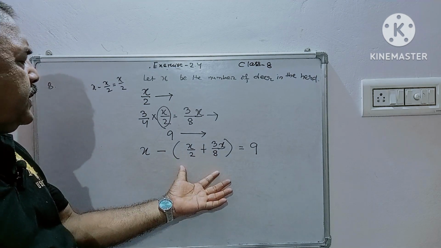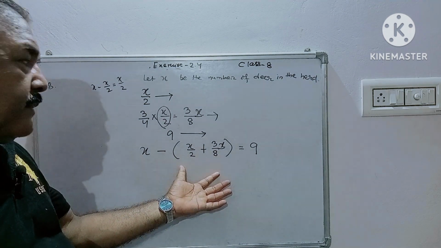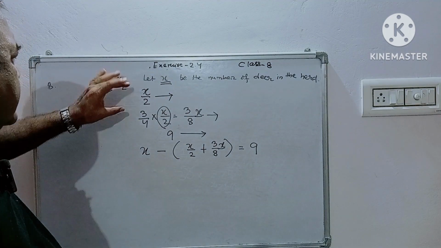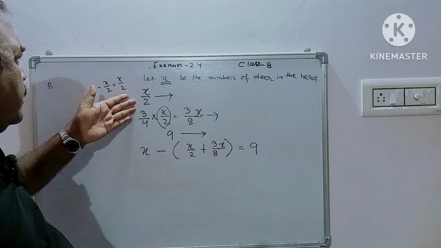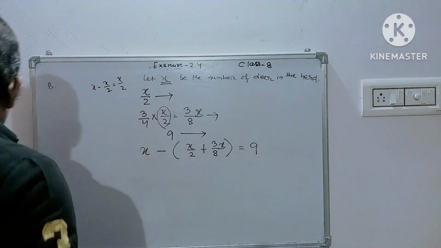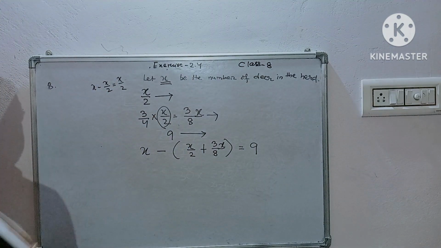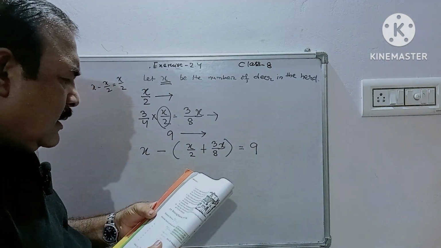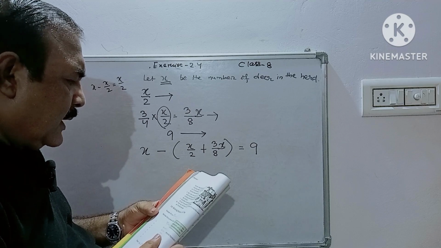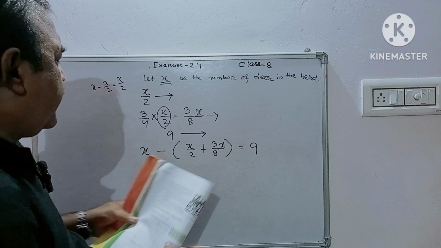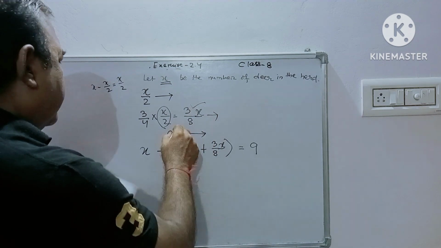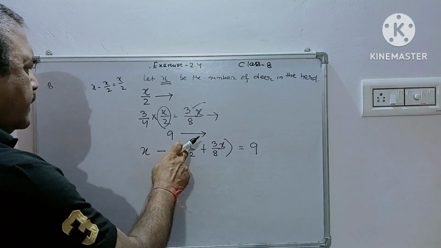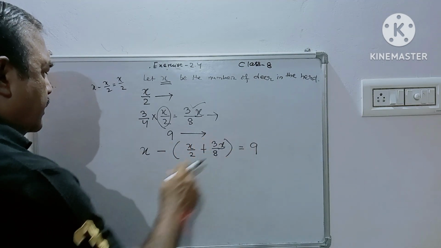So this is the algebraic equation we developed, and we will have to find the solution, because the total number of the deer was x, and x upon 2 were grazing in the field. Yes or no? Let us see the question. Half of a herd of deer are grazing in the field, 3/4 of the remaining are playing nearby, and the rest 9 were drinking water. So x minus x upon 2 plus 3x upon 8 is equal to 9.